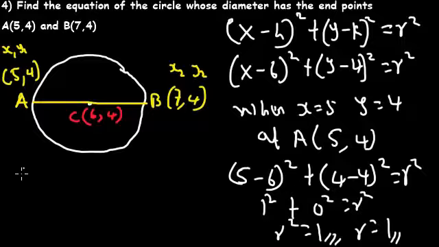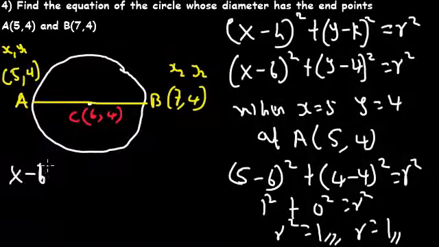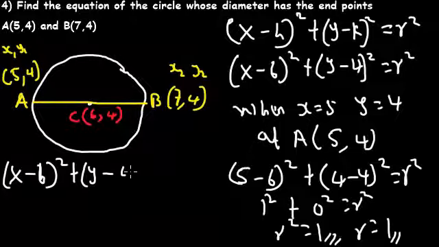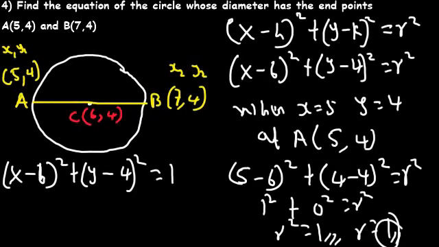So finally, the equation of the circle becomes x minus 6 all squared plus y minus 4 all squared equals 1, which is r squared, the value of the radius. And that is the solution to example number 4.